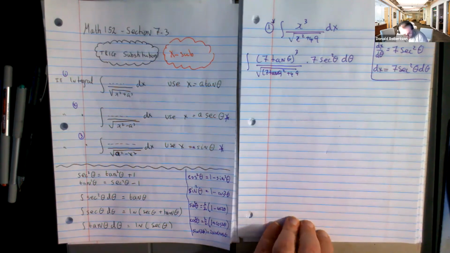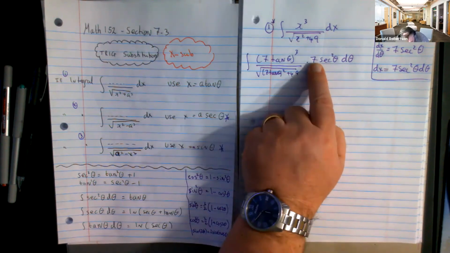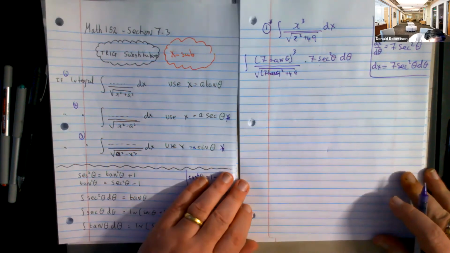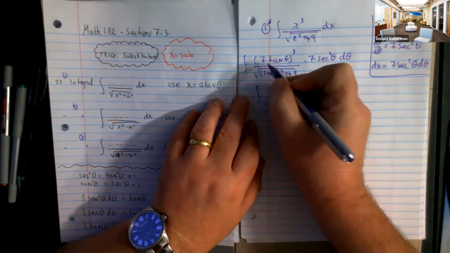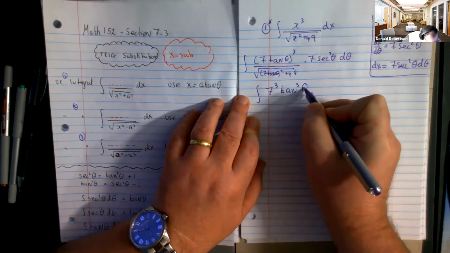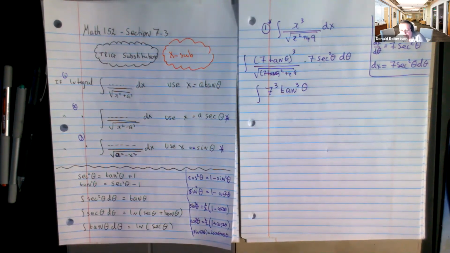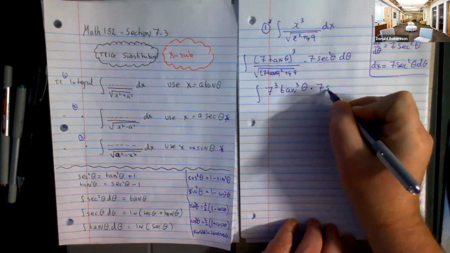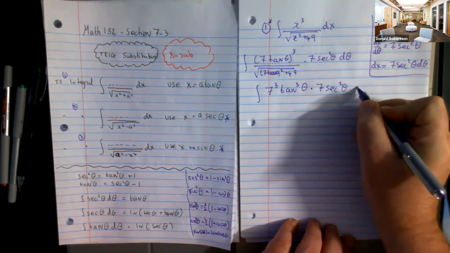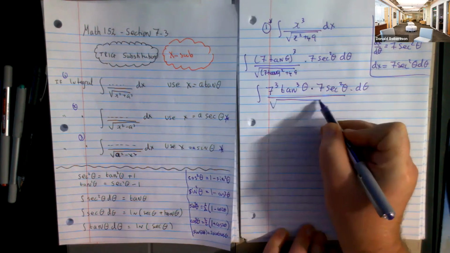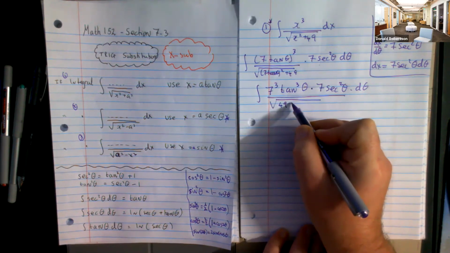Now, it's not uncommon for these questions for the number to become really, really big. So I'm going to show you a little trick you can use to try and make your life a little bit easier. This guy is just 7 cubed tan cubed theta. Now, I could go in my calculator and find out what horrendous number 7 cubed is, but I don't need to. I can leave it as 7 cubed for the time being. Times 7 secant squared theta, d theta. And on the bottom, we have got 7 squared, which isn't that bad. So 49 tan squared plus 49.